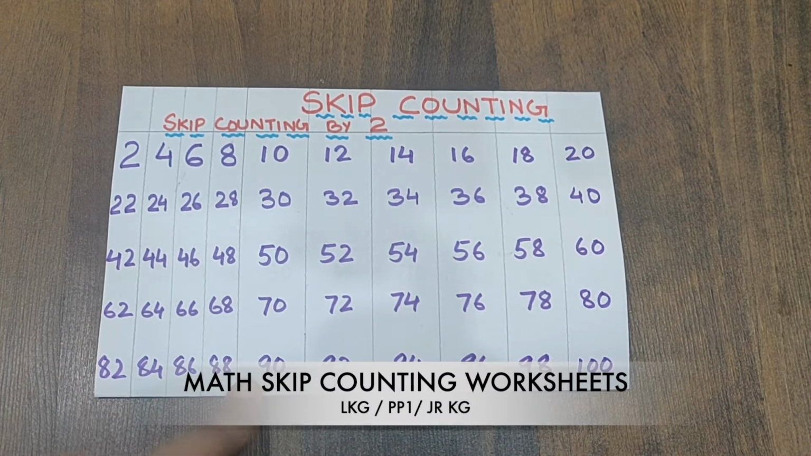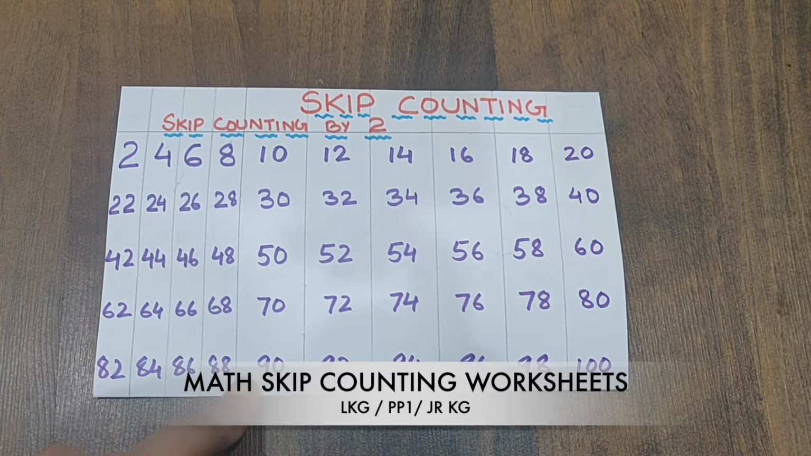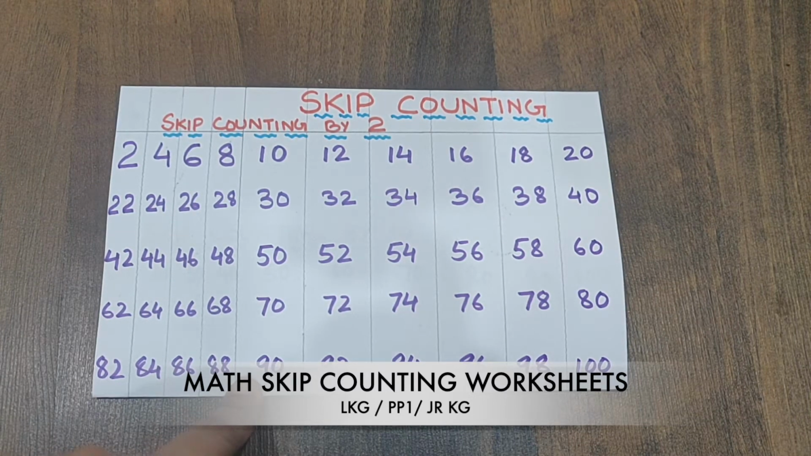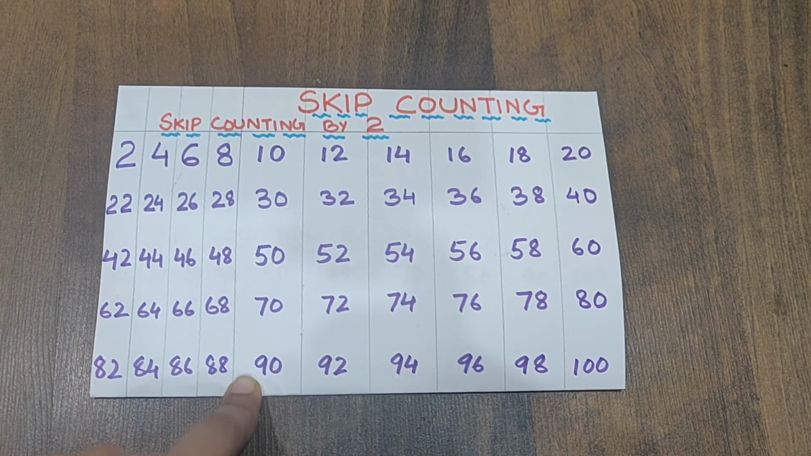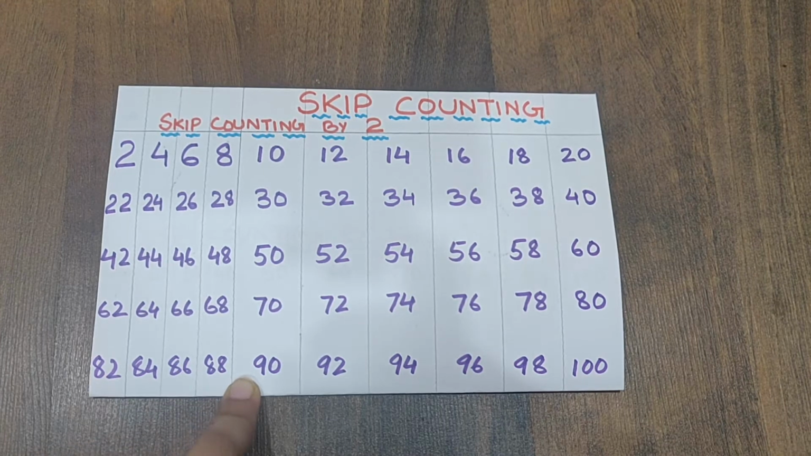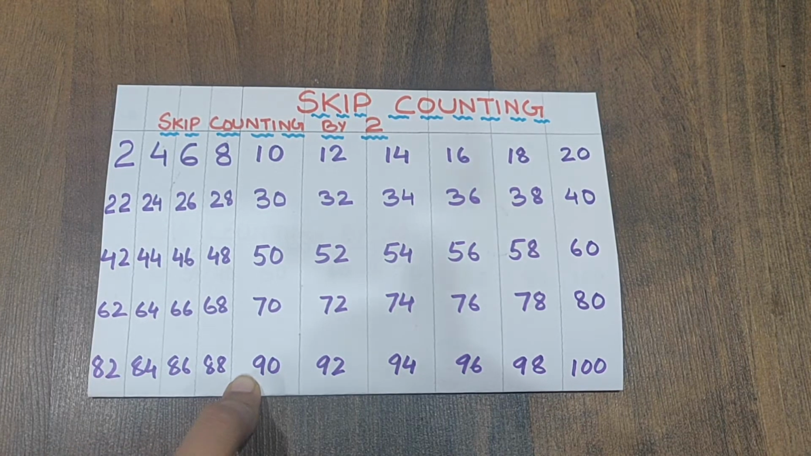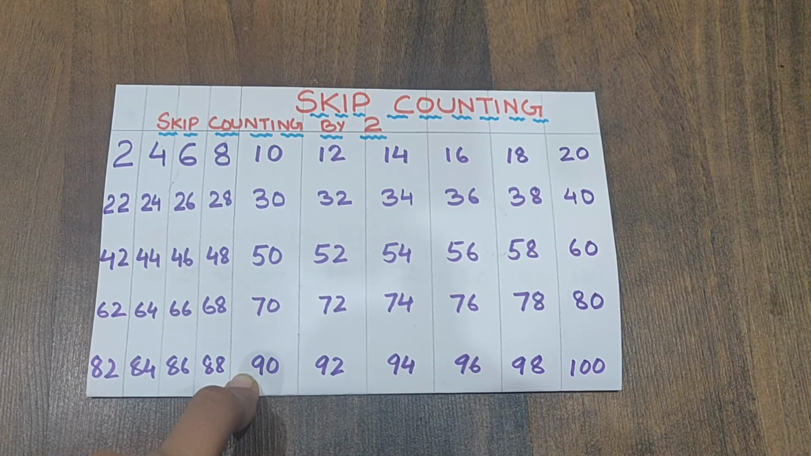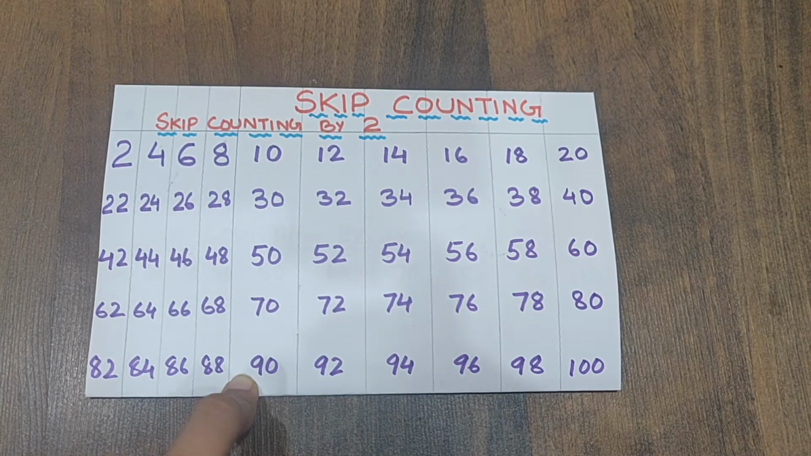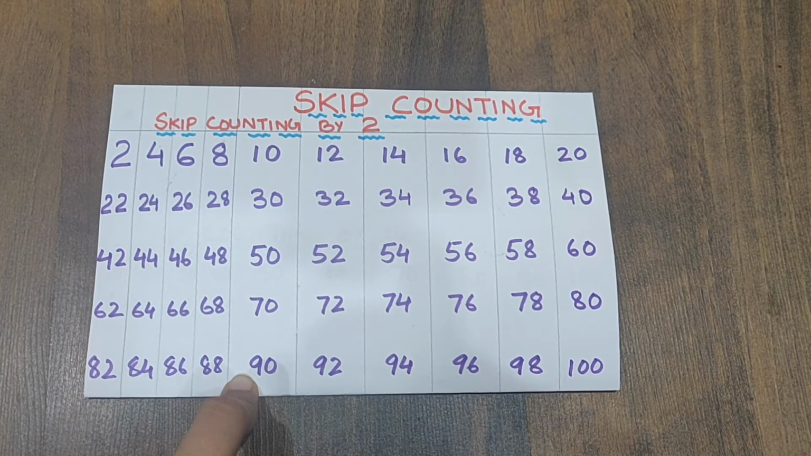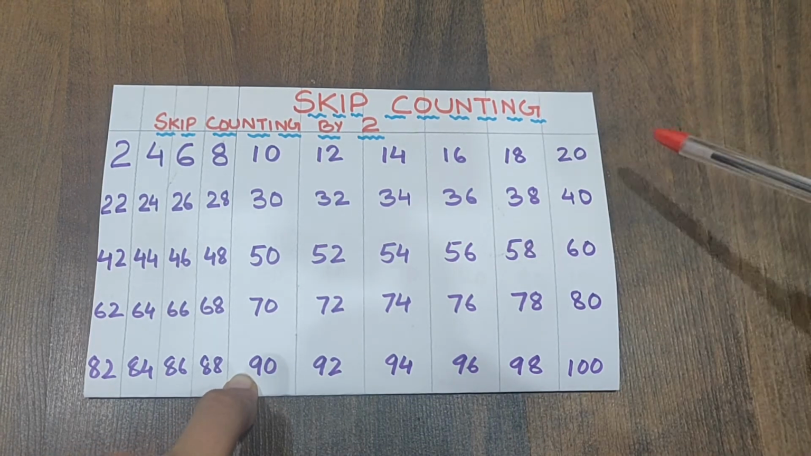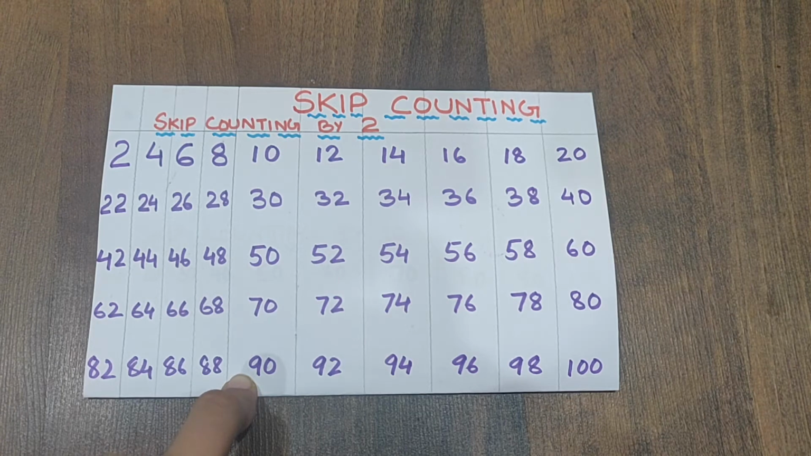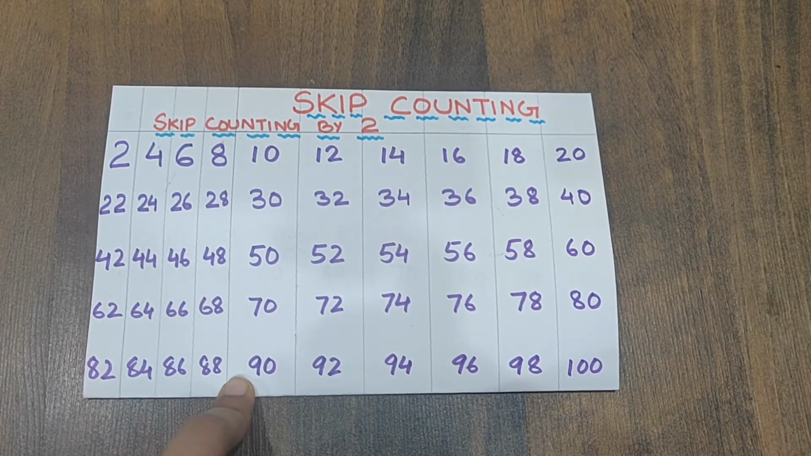Today we are going to learn about skip counting. Now skip counting should be taught to all the lower kindergarten kids, that is to all the LKG PP1 kids at the earliest. The reason is that very soon, in the upper kindergarten, they would be introduced to multiplication, addition, subtraction, etc. In that case, skip counting is going to help them understand the concepts of skipping numbers, odd, even, and several other concepts related to skip counting.